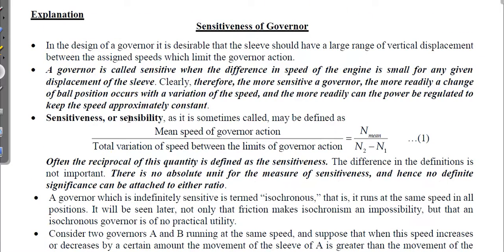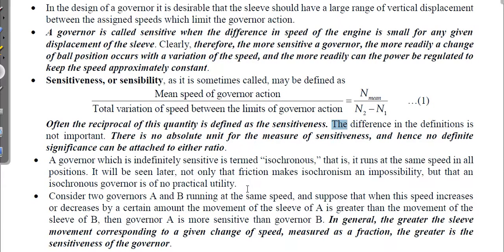Okay, so this author defined a new term, that is sensibility. I have added this sensitiveness, but that was not there. He defined sensibility as mean speed upon total variation between the limits of the governor action, that is N mean upon N2 minus N1. And he said often the reciprocal of this quantity is defined as sensitiveness. And it is mentioning also the difference in the definition is not important. Why? Because there is no absolute unit of measure of sensitiveness, and hence no definite significance can be attached to either ratio. So there can be no definite significance.